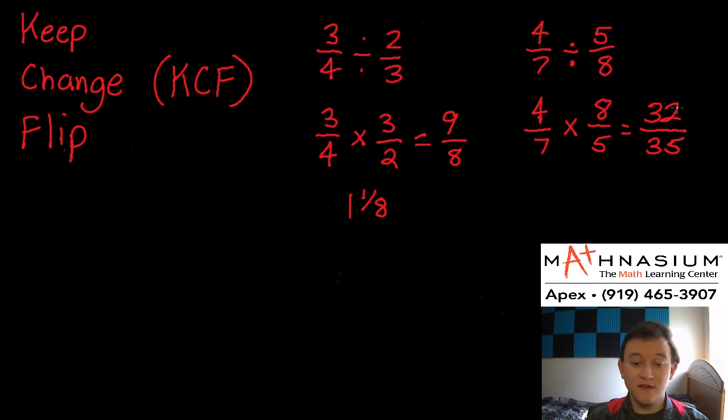So can we simplify that down? Doesn't look like we can. So 4/7 divided by 5/8 is going to be 32 35ths, and that is all that there is to the keep, change, flip method of division.